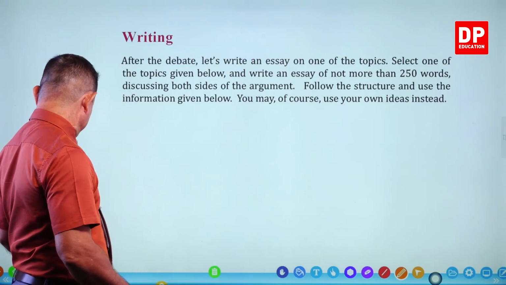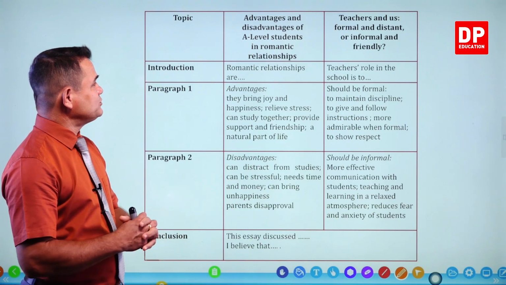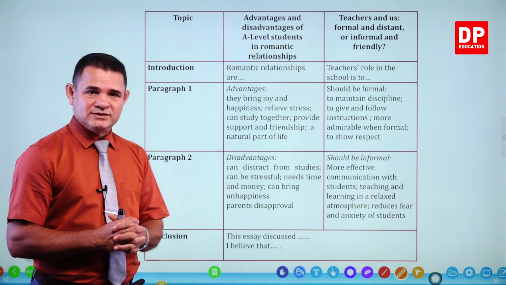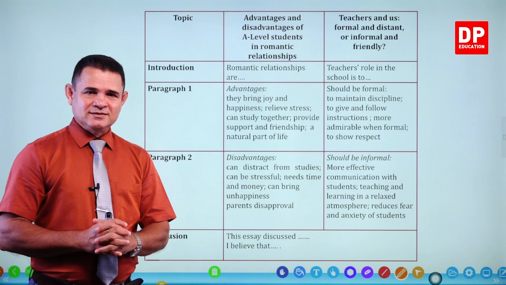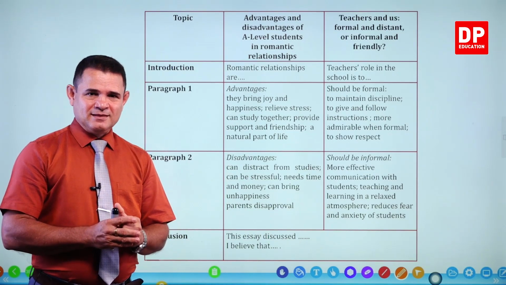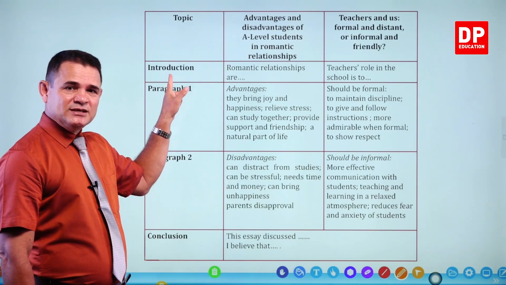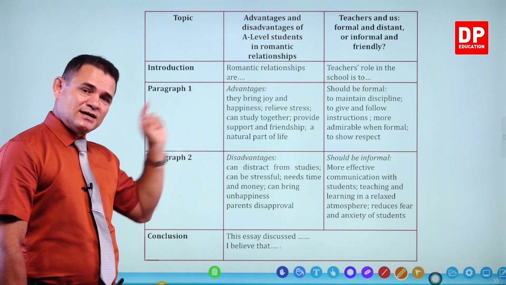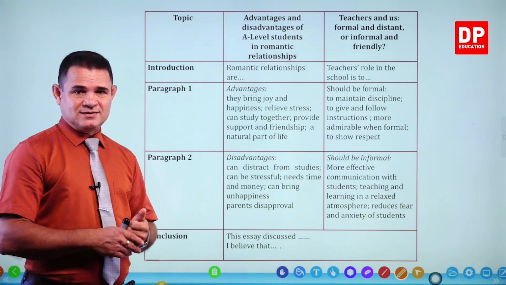Now let's see the structure. First you write the topic, right? Advantages and disadvantages of A-level students in romantic relationships. So that is the topic. You did the debate, so now there are plenty of points. These are the points we discussed earlier, and we read an essay including them.